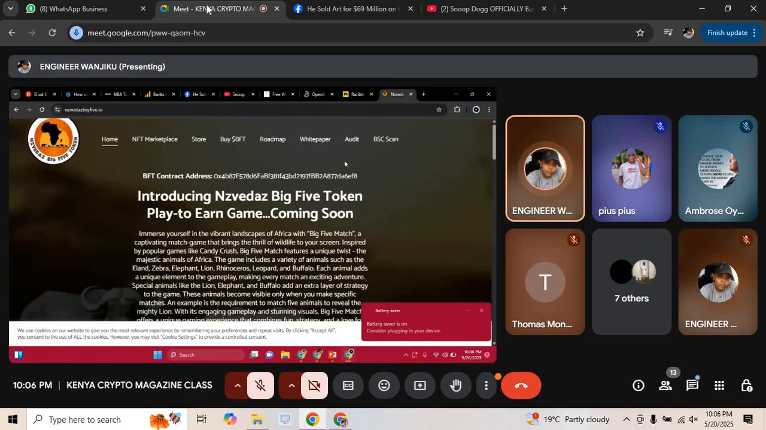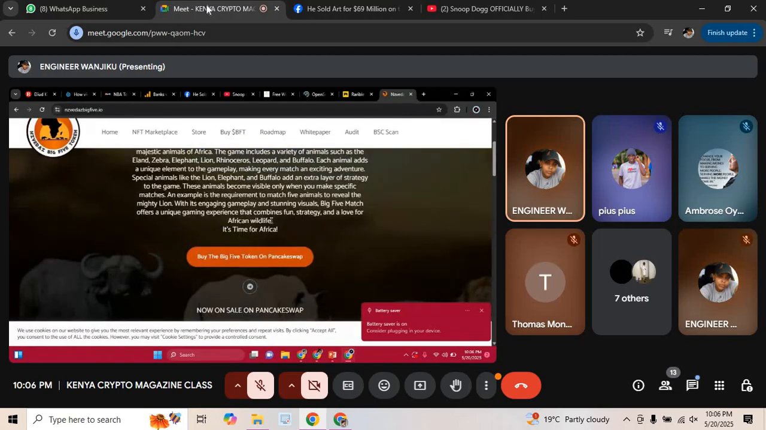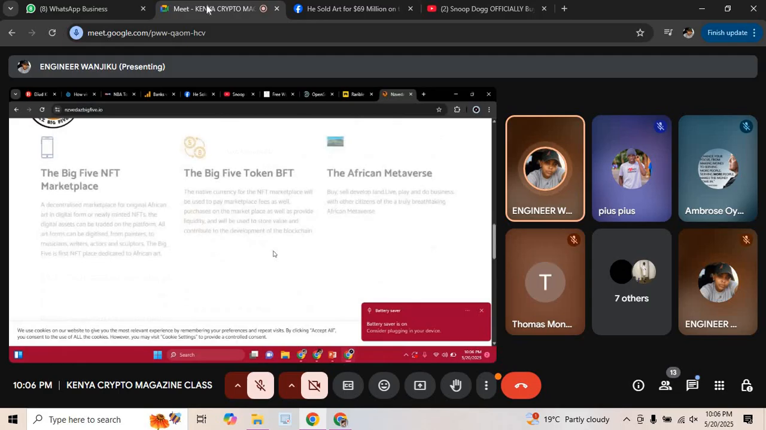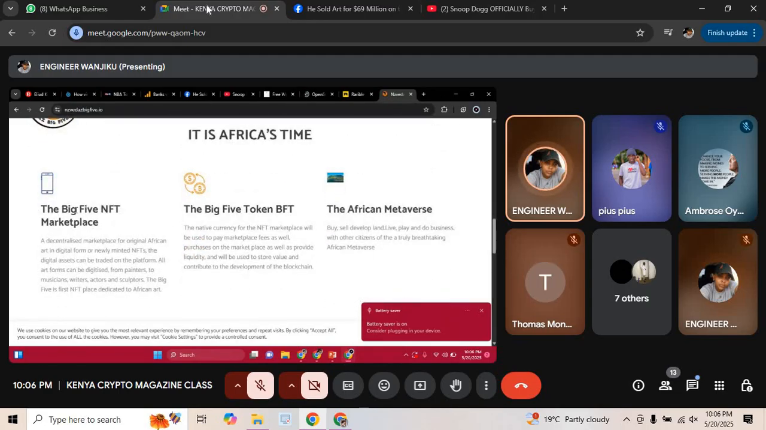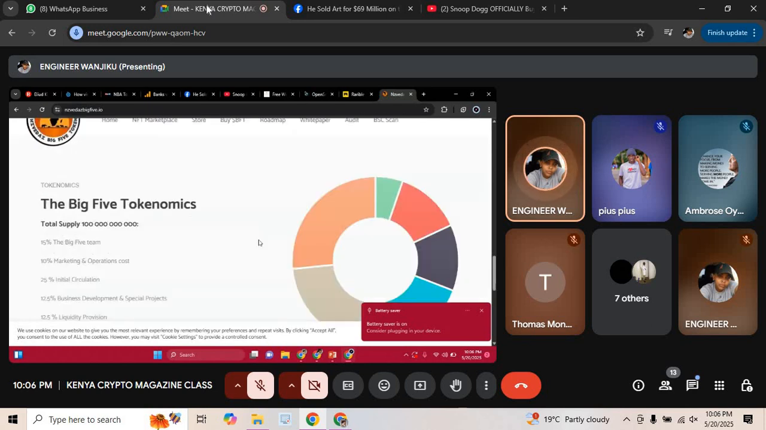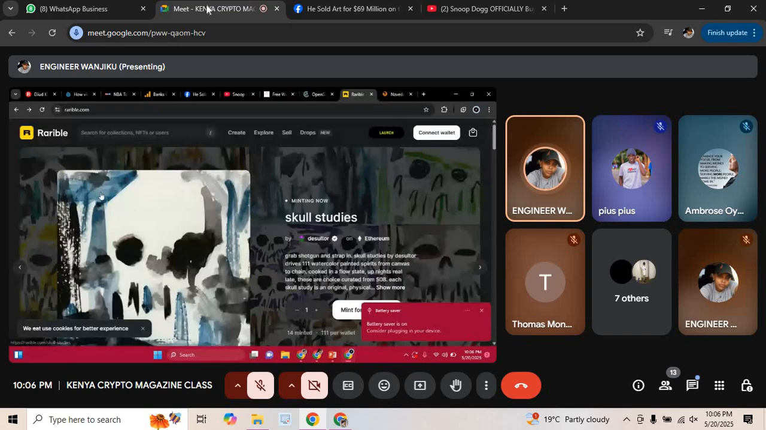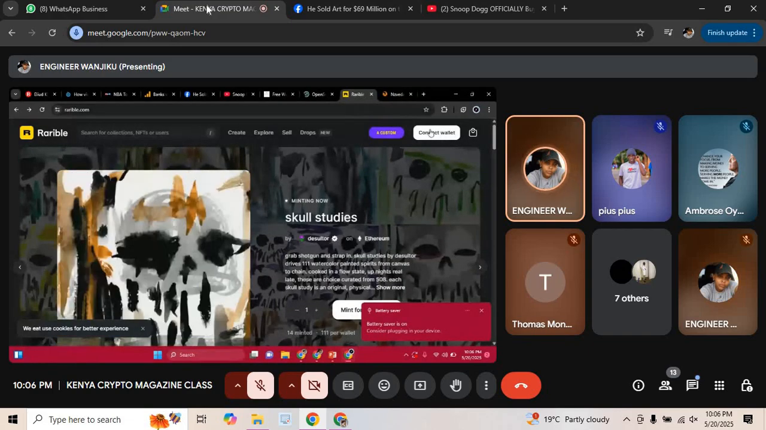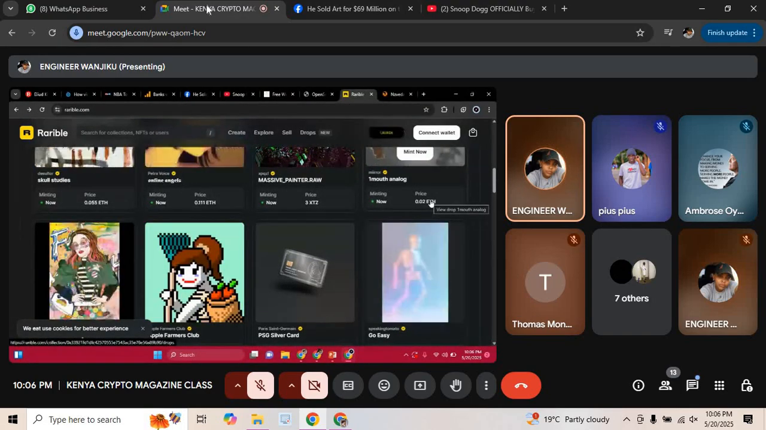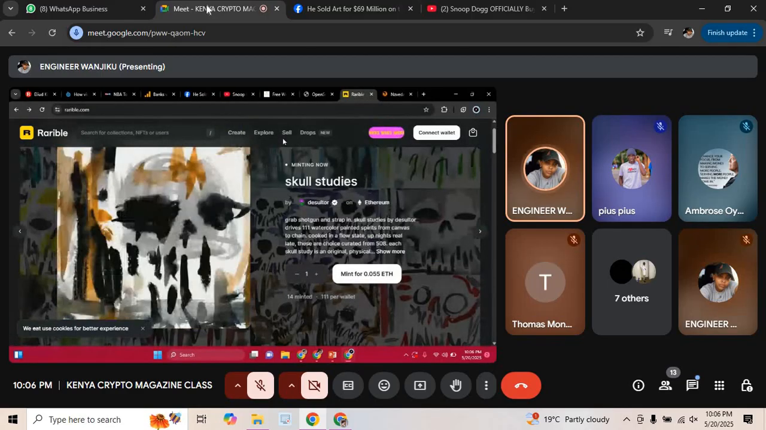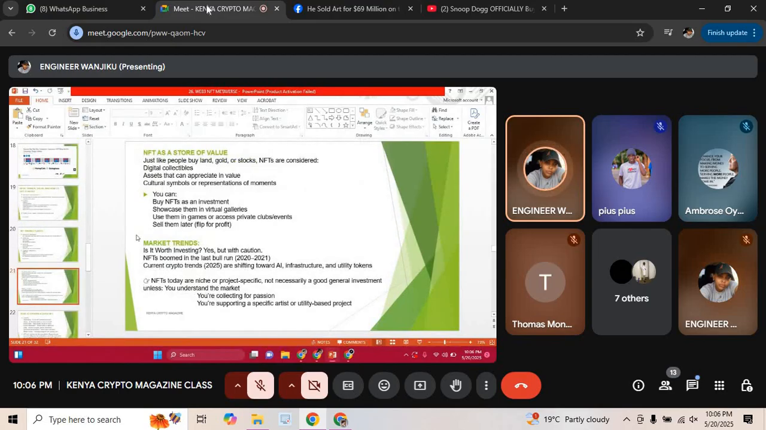Let's look at this. This is also another NFT marketplace. The African Metaverse, the Big Five marketplace. I can't see the link to that, but I'll find it and I'll send it to you. But they basically operate the same. Just like this part, connect your wallet to that particular marketplace. Scroll down, buy any asset or any NFT that you want to own, or you can come and post your NFTs at that particular juncture.